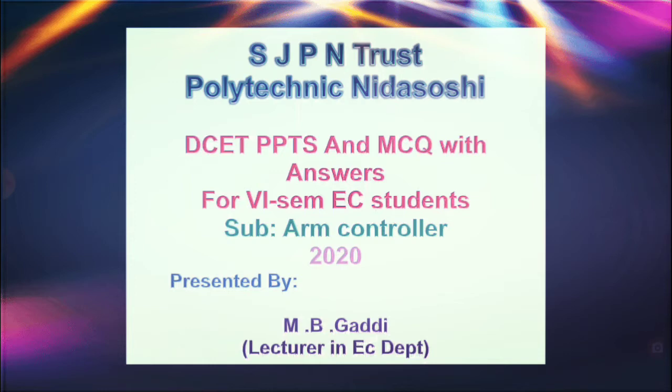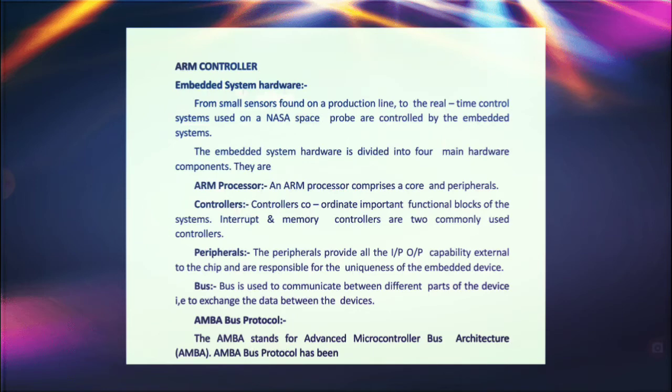Now today I am going to highlight the overview of ARM processor, that is first one, ARM controller embedded system hardware. From small sensors found on a production line to the real-time control systems used on a NASA space probe are controlled by embedded systems. The embedded system hardware is divided into four main hardware components. They are ARM processors, controllers, peripherals, bus.